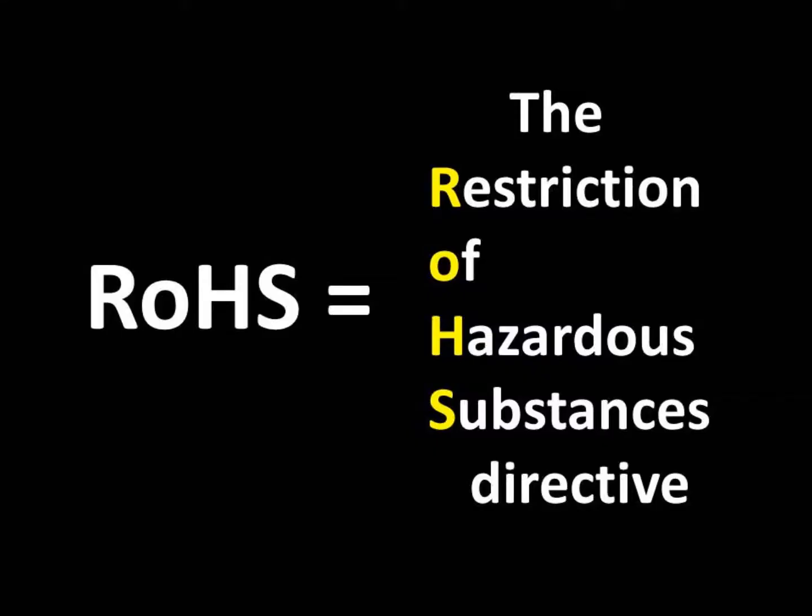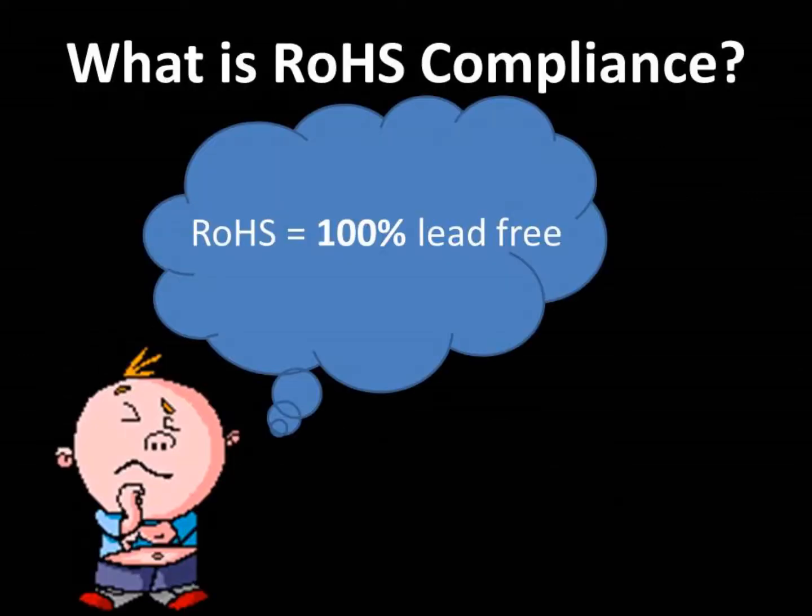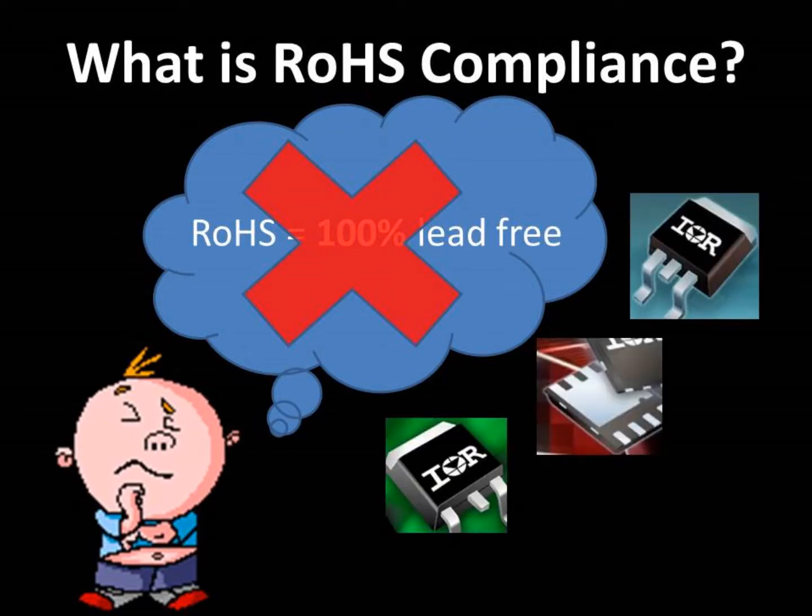RoHS, the Restriction of Hazardous Substances Directive Initiative, is an EU law that limits the concentration of lead and other selected substances in electrical and electronic equipment. If a part is designated as RoHS compliant, many engineers will assume that it's completely lead-free. However, in reality, that may not be the case, particularly in the case of a power semiconductor device.